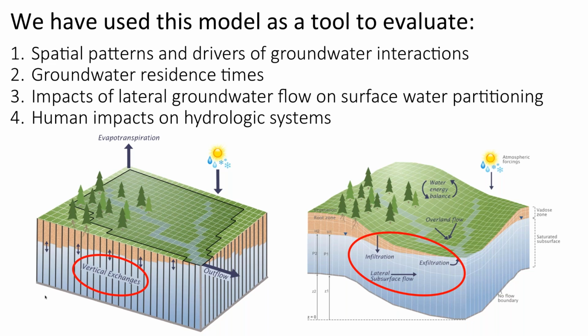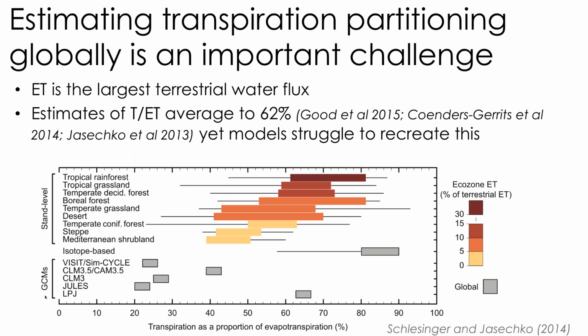So for surface water partitioning, I'm going to talk about partitioning of overland flow, and first I'm going to talk about transpiration partitioning. This is just a figure showing basically a disconnect we have between observations of transpiration partitioning and what really large-scale models are getting. Even though ET is the largest terrestrial water flux, we still have a lot of questions about it at large scales, and specifically understanding the portion of total evapotranspiration that is transpiration.